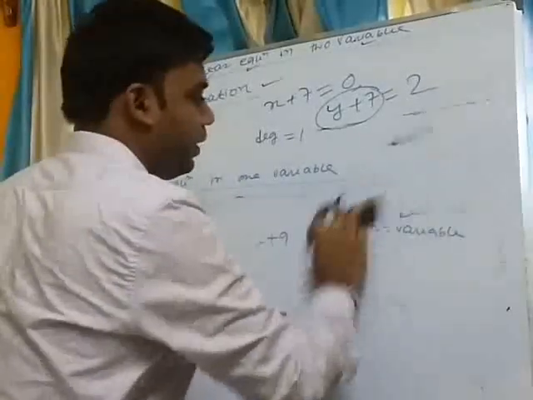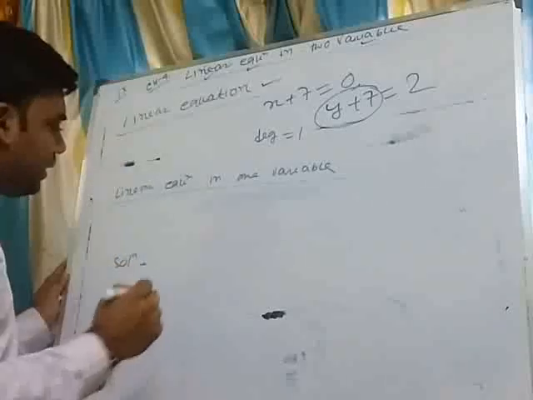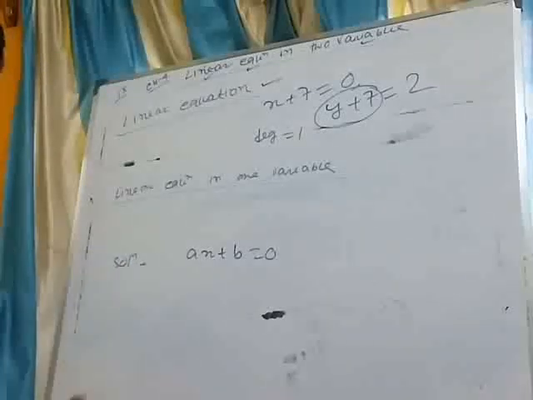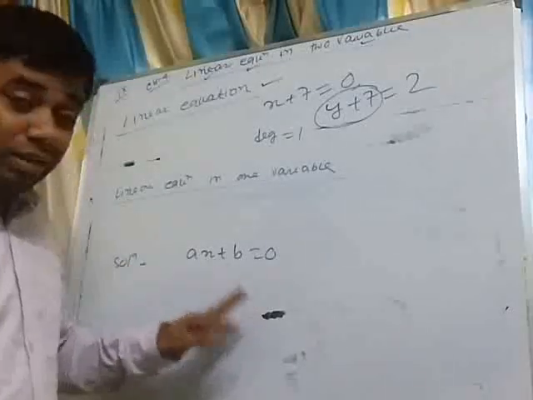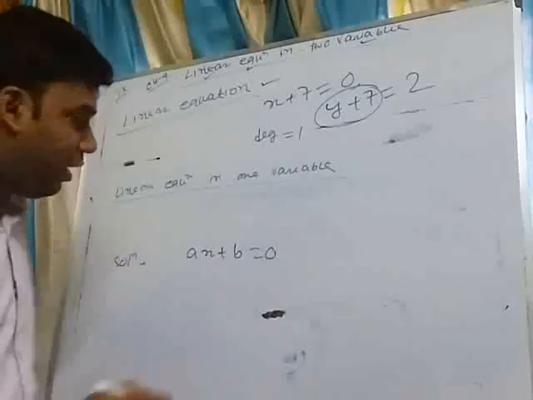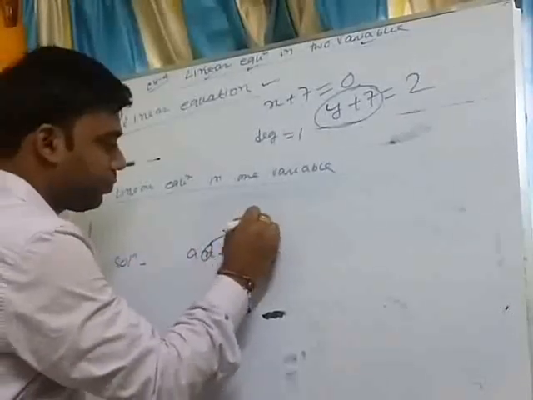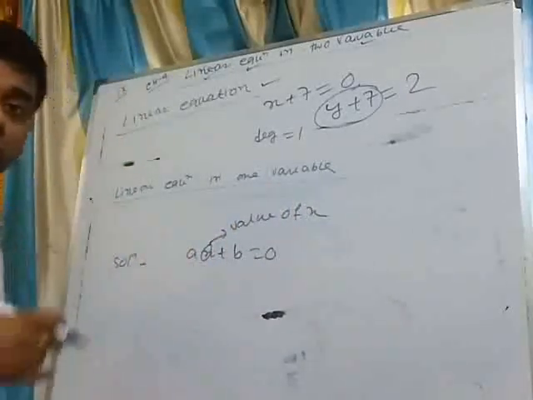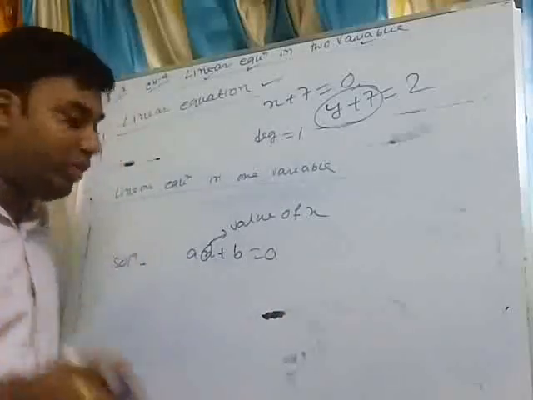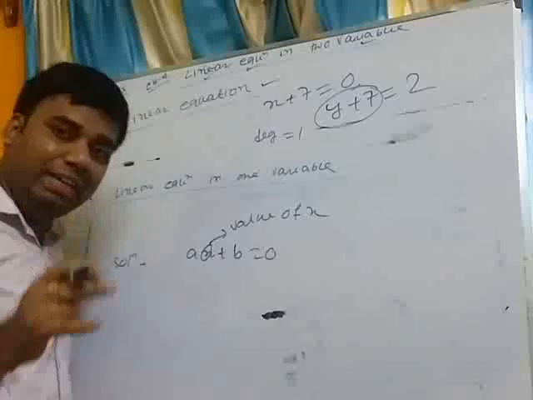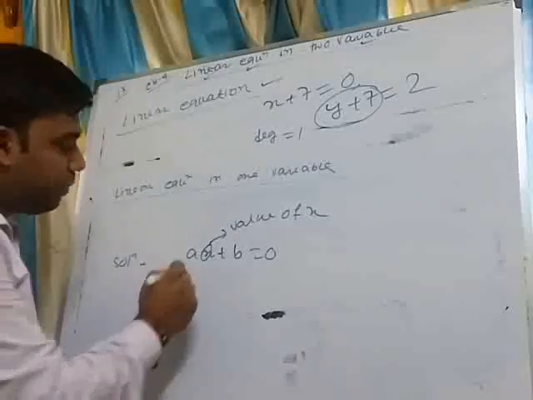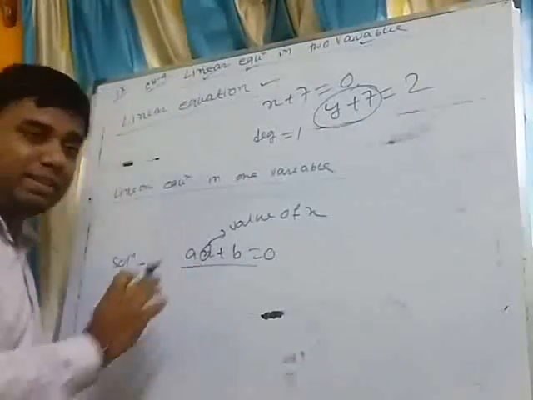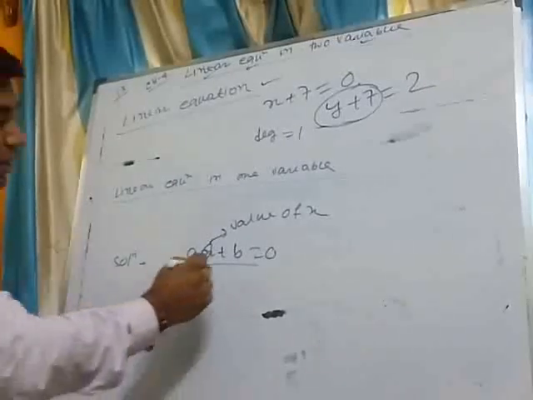A linear equation in one variable means I write an expression that is ax plus b equal to 0. What is the solution? Solution means we have to calculate the value of x. That is the solution. The value of x is the solution. If you are asked to find the solution of this equation, then you have to calculate the value of x. If any value of x satisfies that equation, that is the solution of this equation.